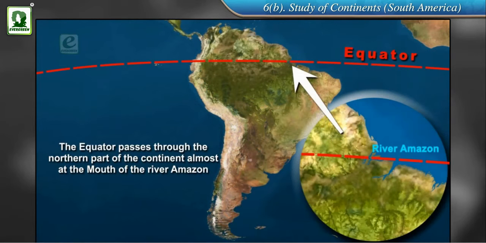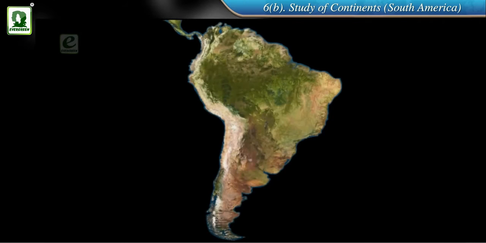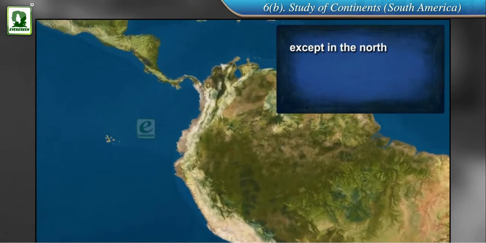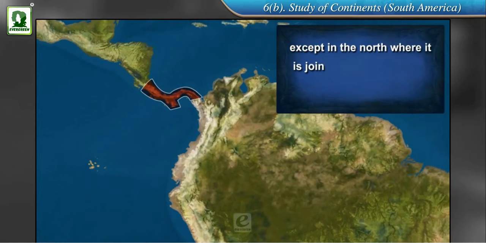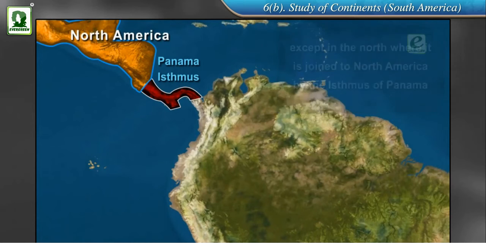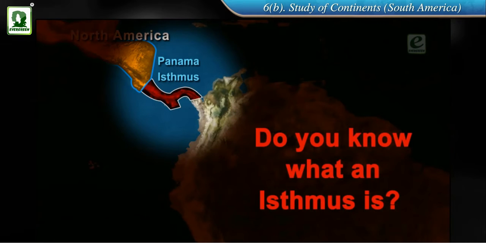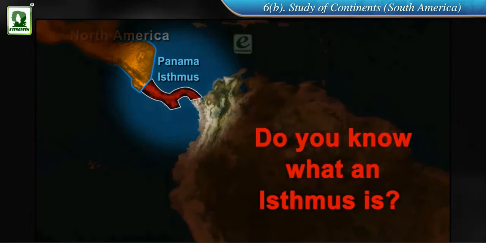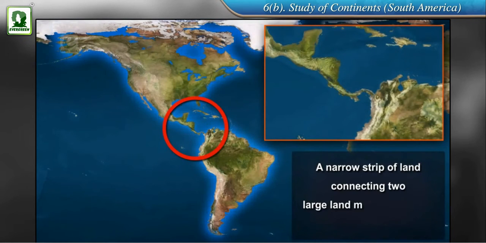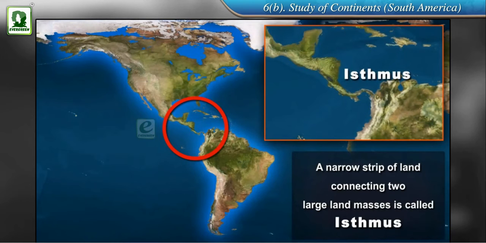river Amazon. South America is almost surrounded by ocean except in the north, where it is joined to North America by the Isthmus of Panama. Do you know what an isthmus is? A narrow strip of land connecting two large land masses is called an isthmus.